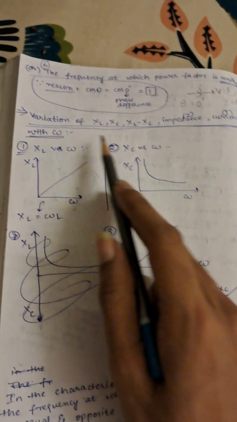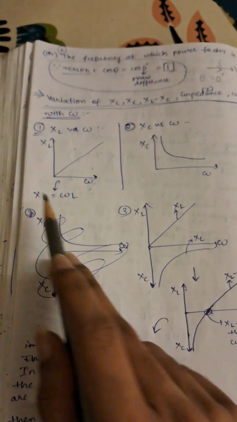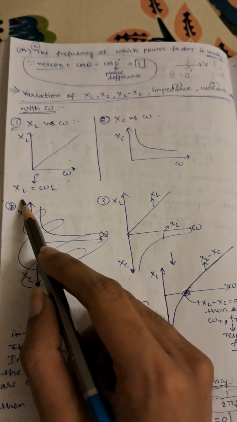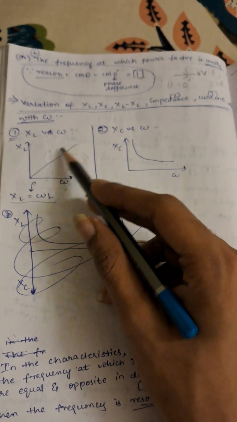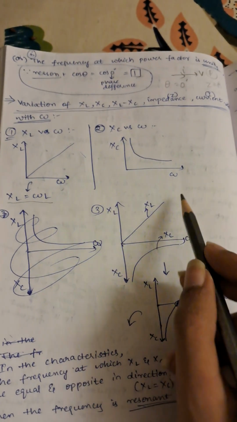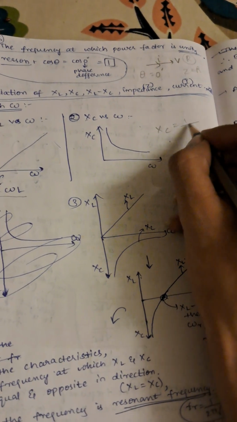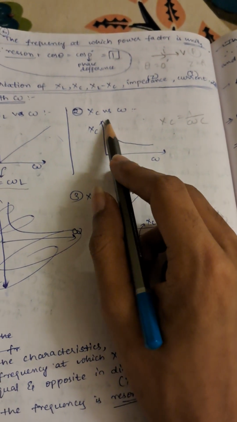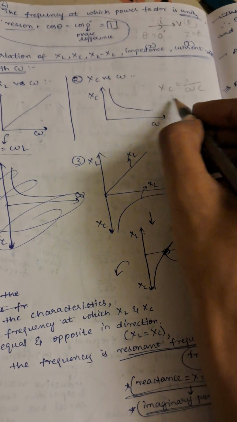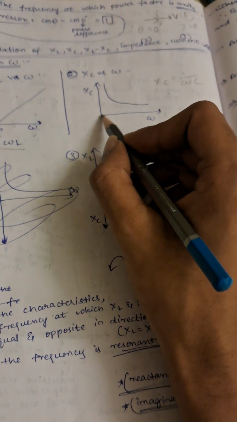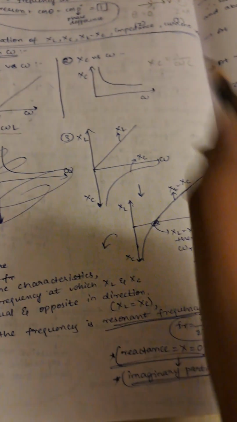And now the variation of XL, XC, XL minus XC, impedance and current with respect to omega. We all know that XL is equal to omega L, so it is Y is equal to mx, a straight line. XC is 1 by omega C, so it is exponential in way. It means if omega is minimum, XC is maximum. In that way.